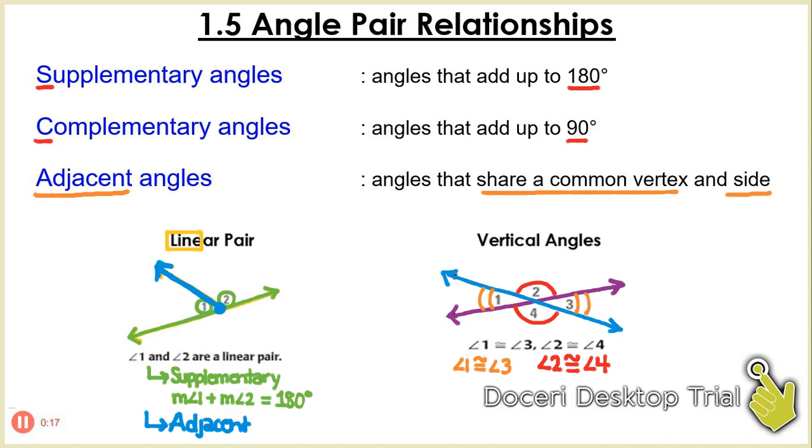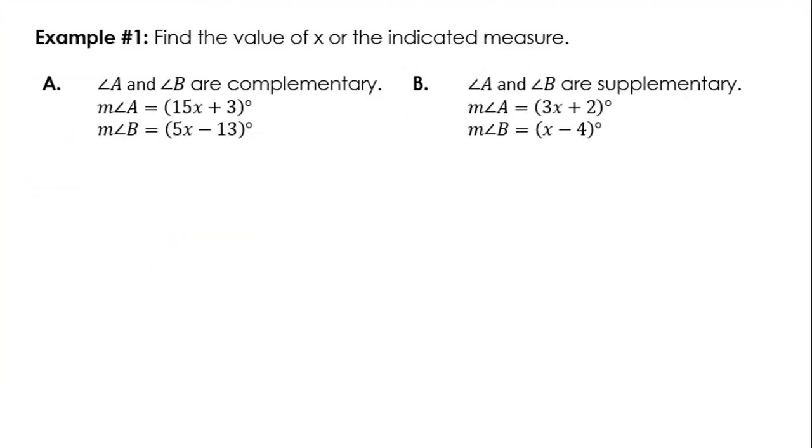Which means their measures are the same. Now notice my arc marks. Angle 2 and 4 only have one arc mark because those two angles are identical in measure. And then angle 1 and 3 have two arc marks because those two angles are identical in measure. All four cannot have the same number of arc marks because they're not all four the same measure. We're going to use that vocabulary now to find the value of x.